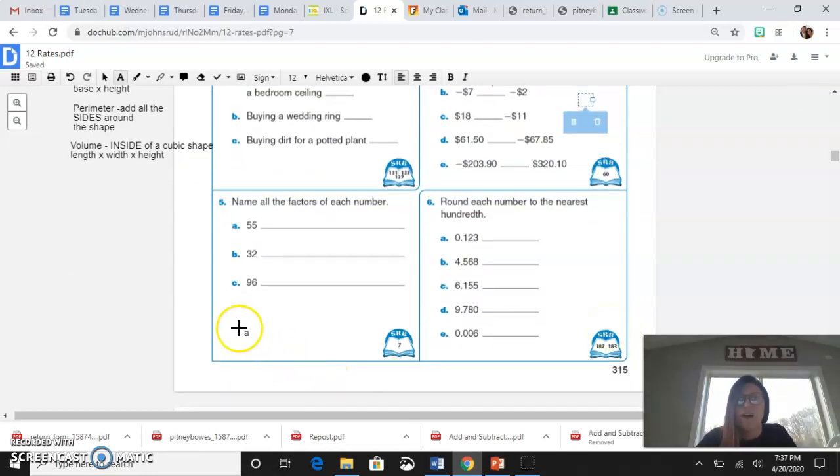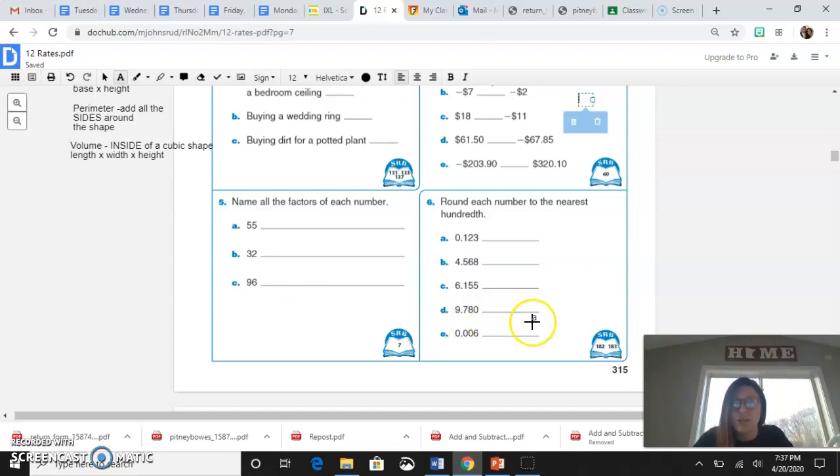Number 5, name all the factors of each number. If you do not remember what a factor is, you need to go in your math MCA packet. Do not get factors and multiples mixed up. So go in your MCA packet if you forgot the difference between a factor and a multiple.